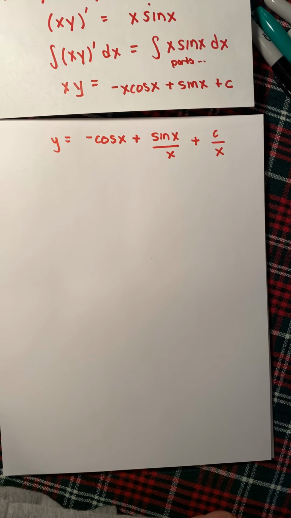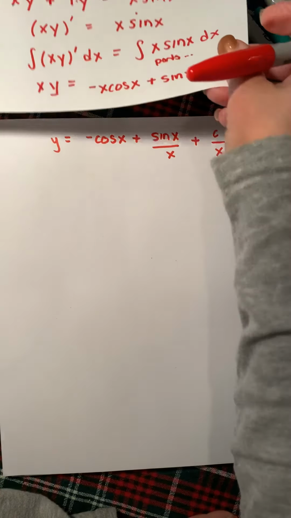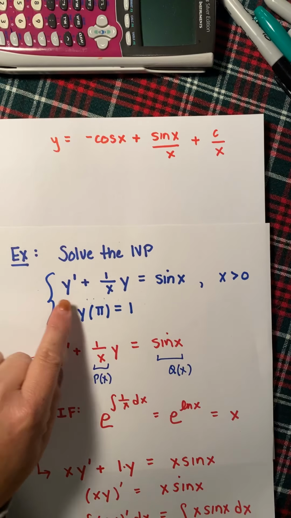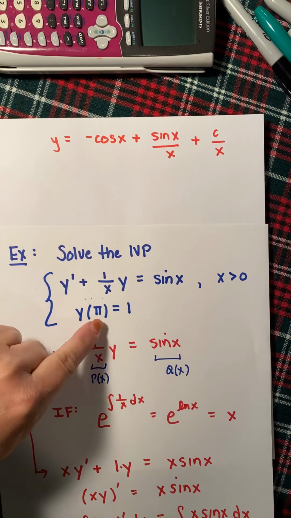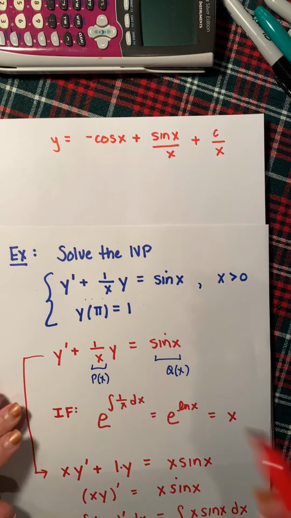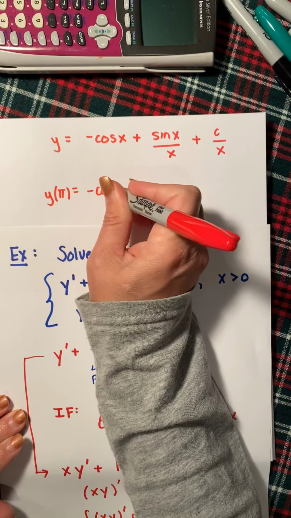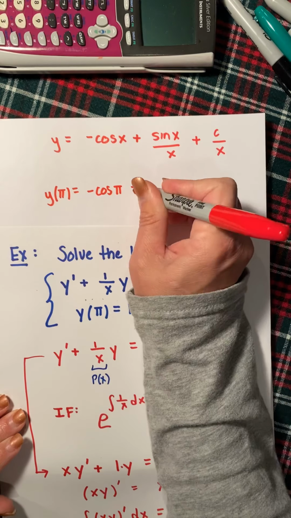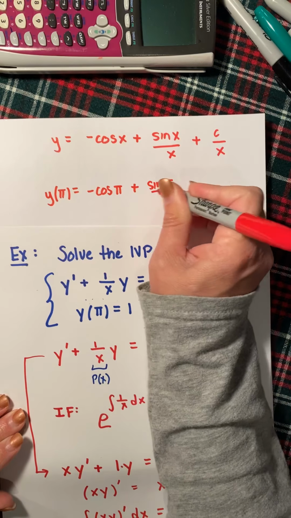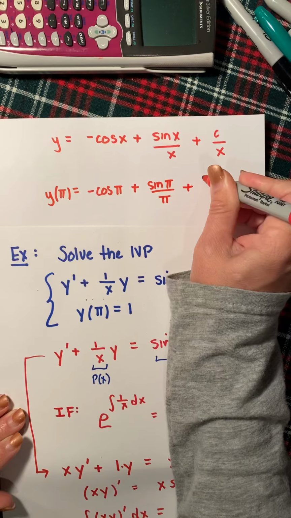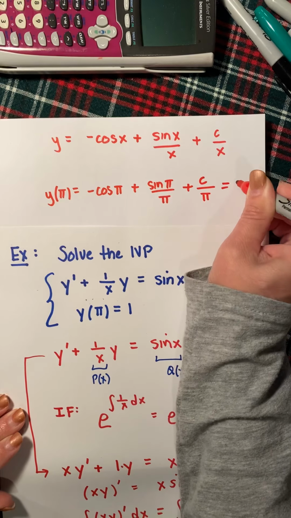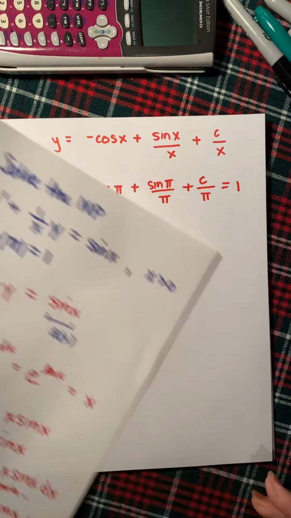So this is the general form of the solution to our initial value problem. We have to go back and remember where this stemmed from. Here's our problem. We're told when the input is pi, the output is 1. So we're going to say when the input is pi, negative cosine of pi plus the sine of pi over pi plus c over pi, the output's going to be 1.